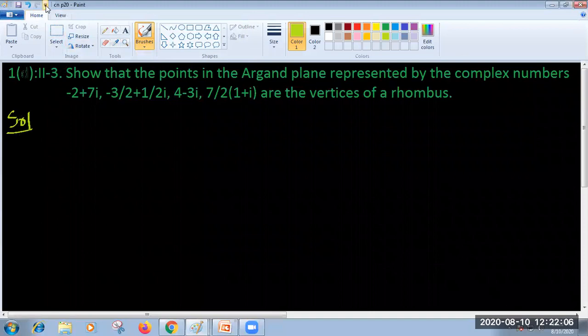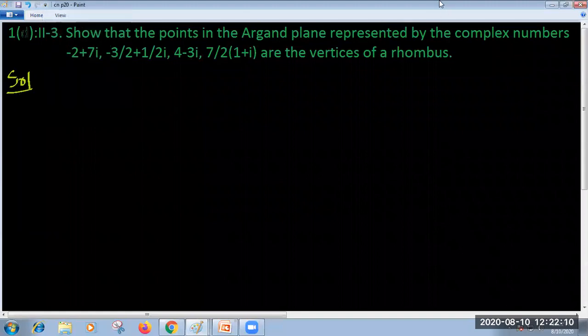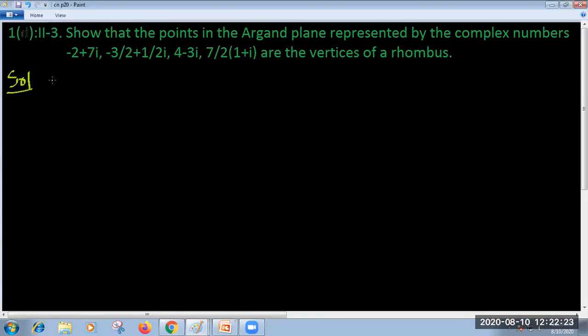There are some similarities in both. All 4 sides are equal in both, but in the case of a square the diagonals are equal. In the case of a rhombus the diagonals are not equal. So we have to prove this, finding the lengths of all the 4 sides and diagonals.